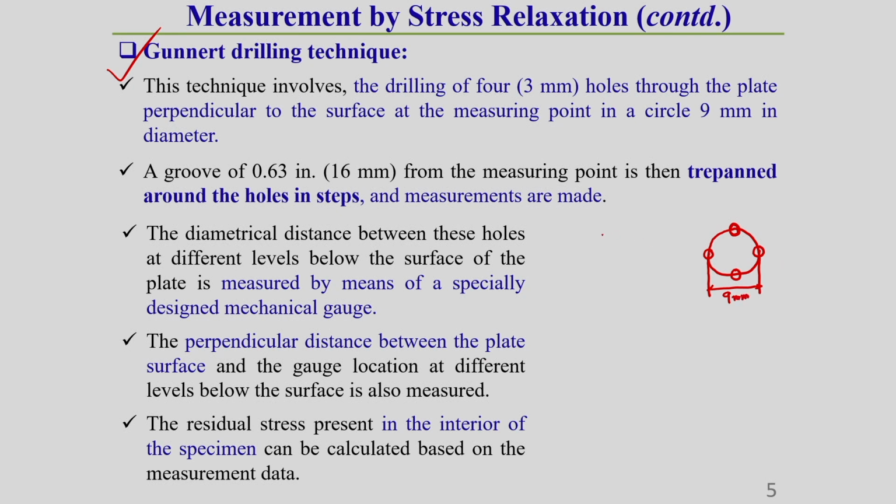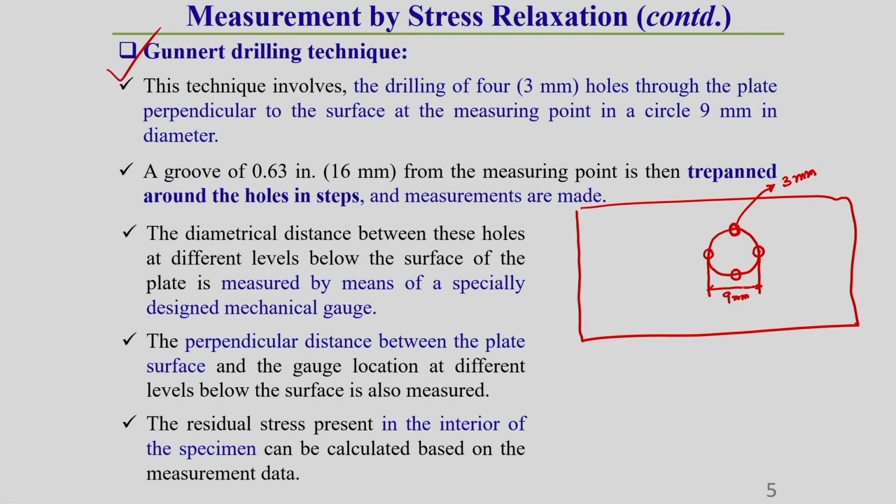So, in a specimen, this is our specimen where we are interested to find out the residual stress. First of all, we have to make 4 different drilling holes. These drilling holes have a diameter of 3 mm, and the distance between the center of one drill hole and the opposite drill hole is 9 mm. After making these drill holes, what is required? We have to make a groove. This groove we have to make by a trepanning operation.